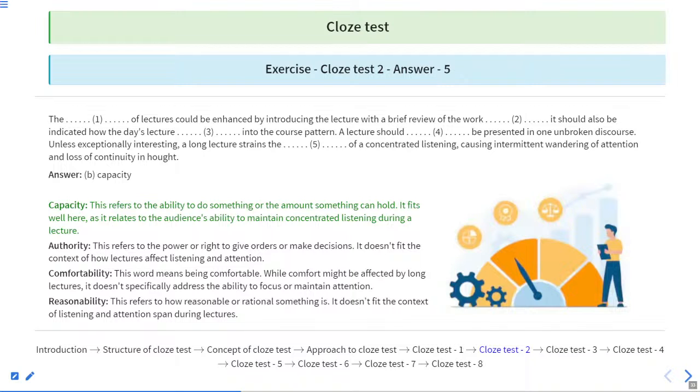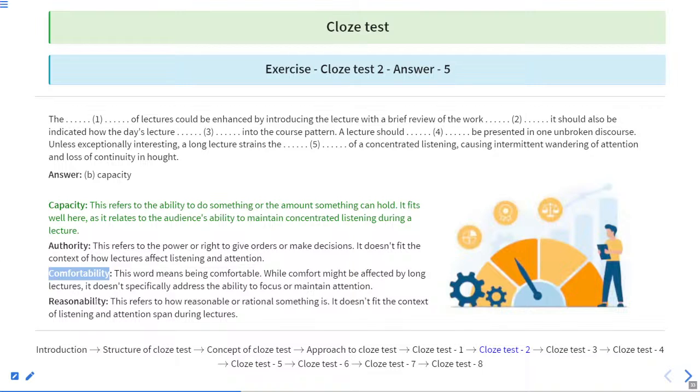It cannot be authority because authority means the right or power to take decisions or to give orders. It doesn't fit in here because this is not how lectures affect listening or attention. It cannot be comfortability because the meaning of this is being comfortable. While comfort might be affected by a long lecture, it doesn't specifically address the ability to focus or maintain attention. That is what is being discussed in this set of sentences forming the paragraph.